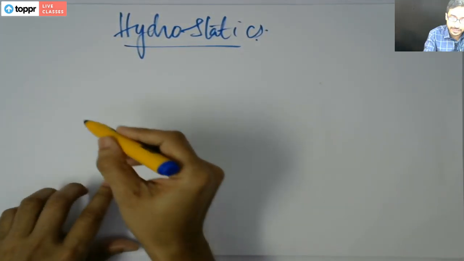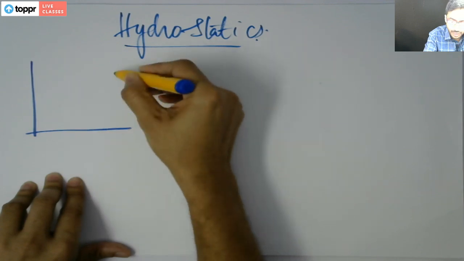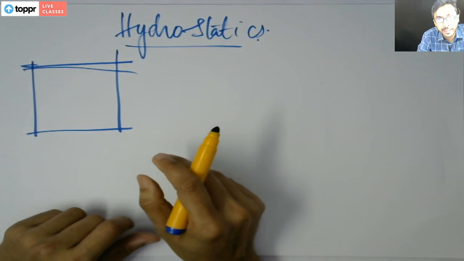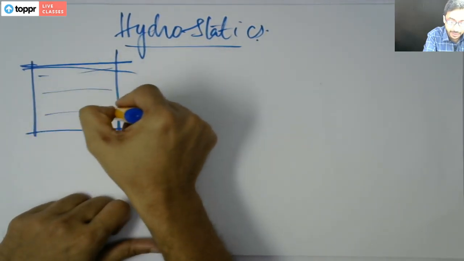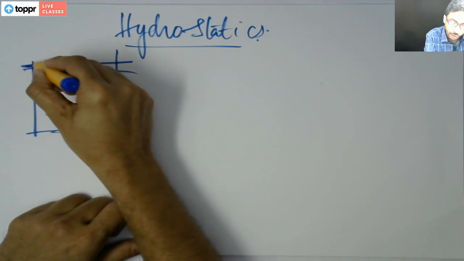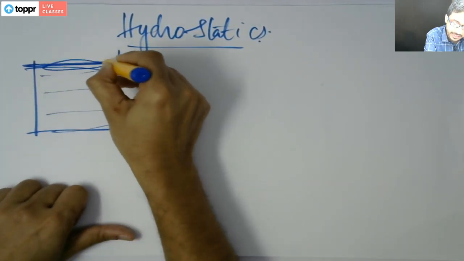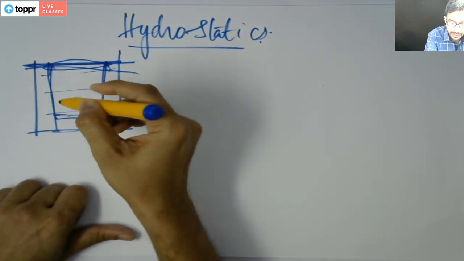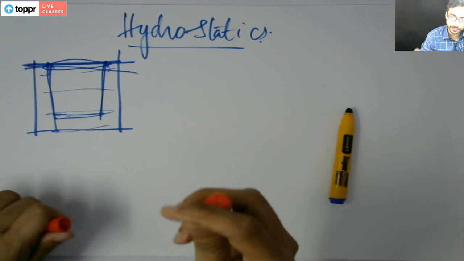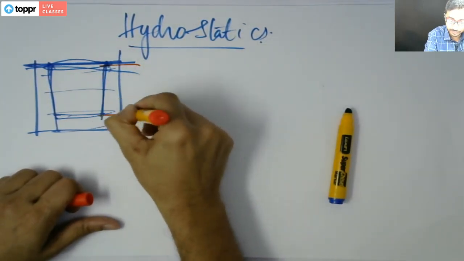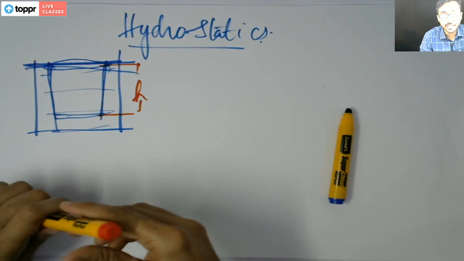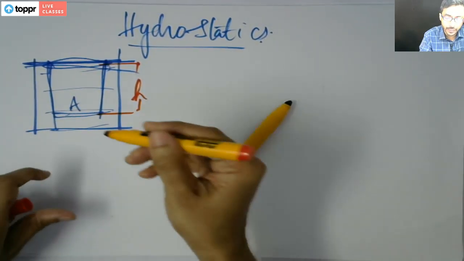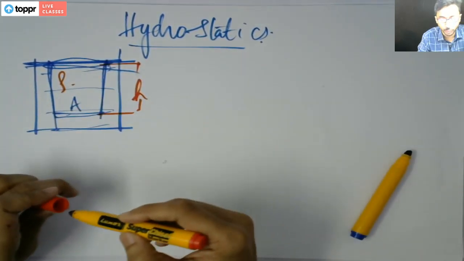For hydrostatics, you do have a concept of pressure. Now, how to find the pressure applied by a liquid? Let us consider a liquid column, whose height is h, the cross-section area is A, and the liquid is of density, say, rho.